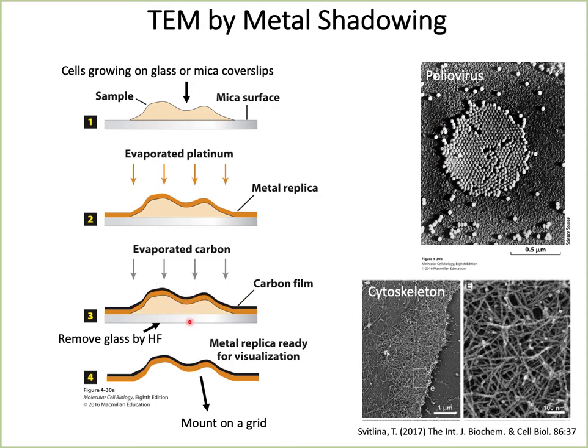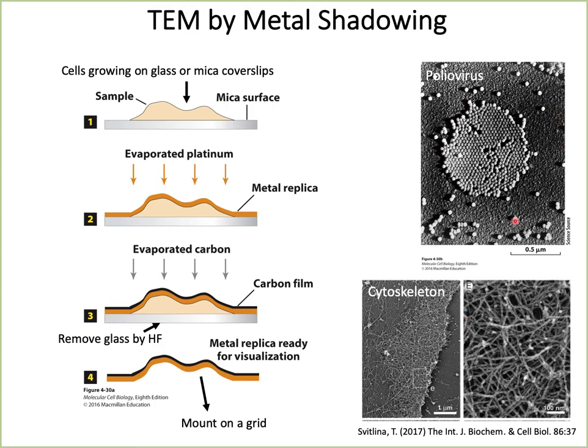Now you cannot put this glass or mica surface, which is much, much thicker, onto the electron microscopic grid. It is much too large, where your sample was growing. So usually you use hydrofluoric acid. Hydrofluoric acid is extremely corrosive for glass or mica, and it will dissolve the glass. Then you just have this top part, which is the metal replica. Now you load this metal replica onto the copper grid and you visualize it.